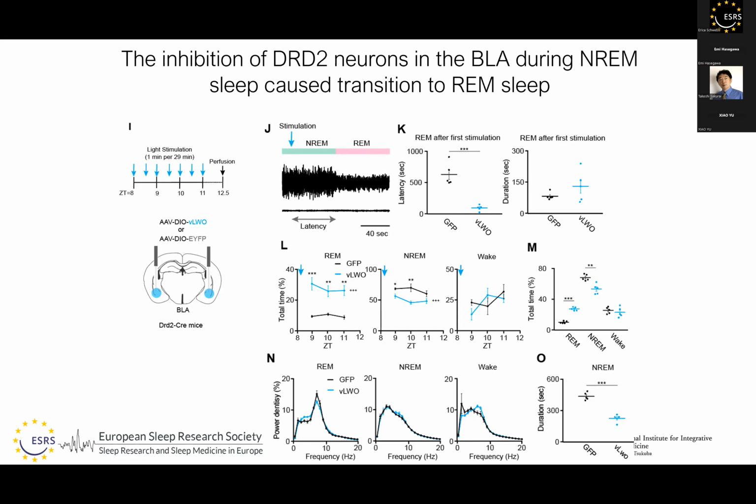The application of light inhibition of these DRD2 cells every 30 minutes, commencing at Zeitgeber time 8 and concluding at ZT11, robustly augmented the quantity of REM sleep while concurrently reducing non-REM sleep. The EEG power spectrum during each state was not influenced by the optogenetic manipulation. The duration of non-REM sleep was shortened as a result of earlier termination of non-REM sleep episodes caused by the optogenetic inhibition of DRD2 cells.